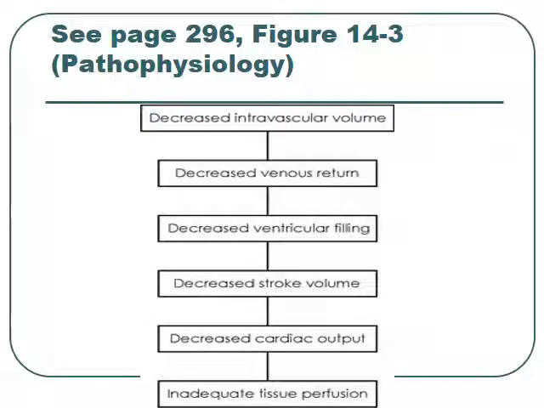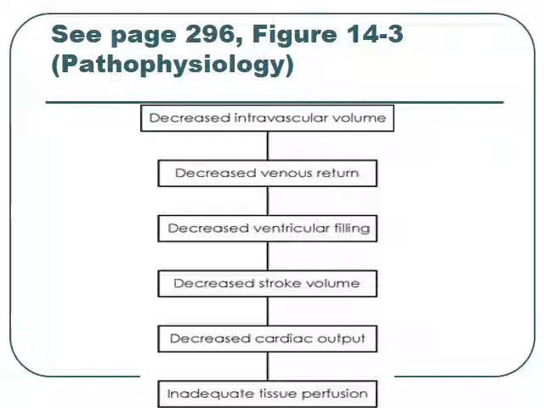This is the pathophysiology of hypovolemic shock. You guys need to study this and understand how it works. It is on page 296. What happens is I have a car accident and I cut my leg and my arm and everything else, and now I've lost all this blood. So I have a decrease in my intravascular volume. So I have an event, it causes this decrease in my intravascular volume.